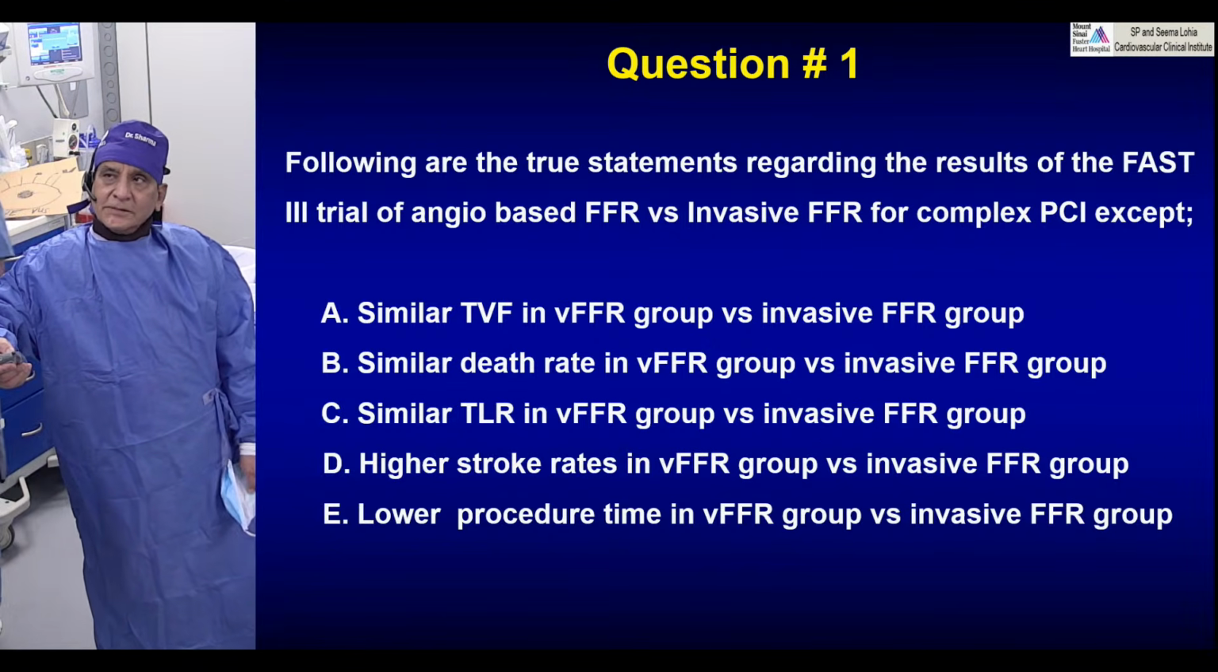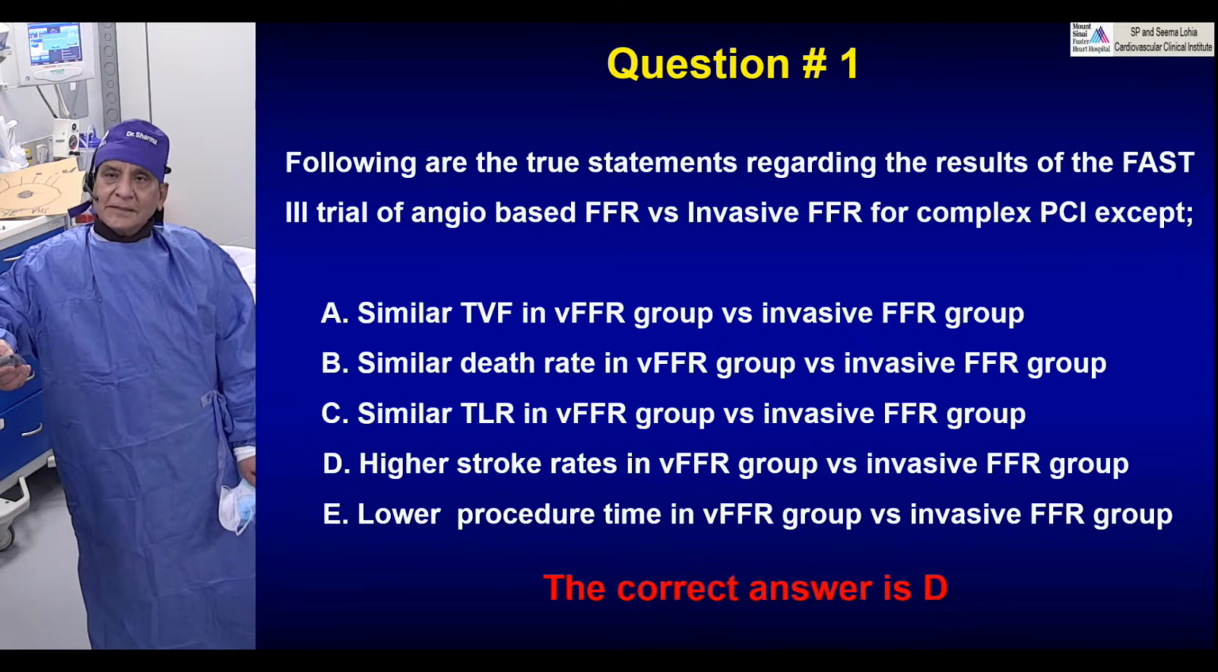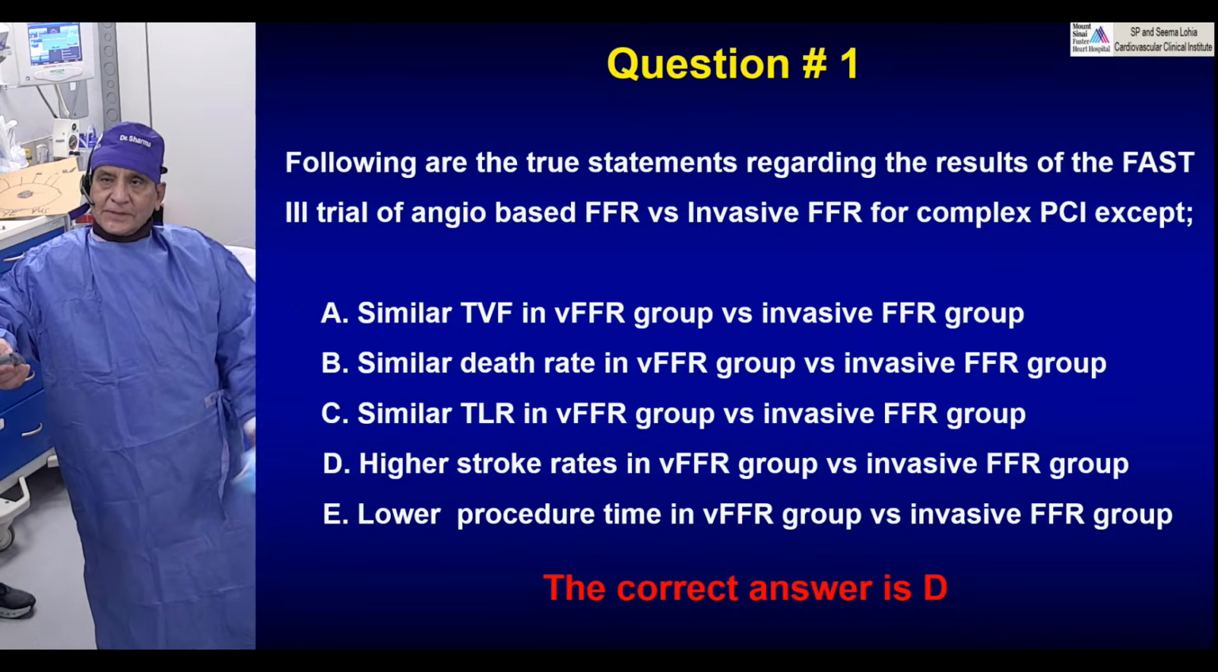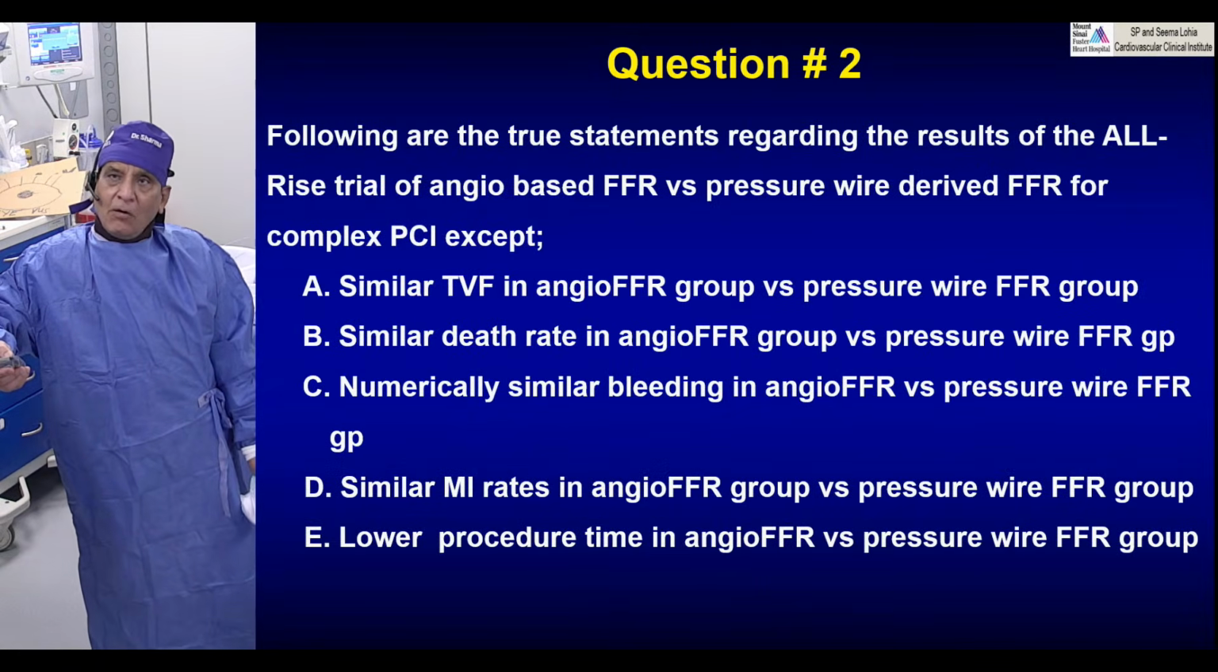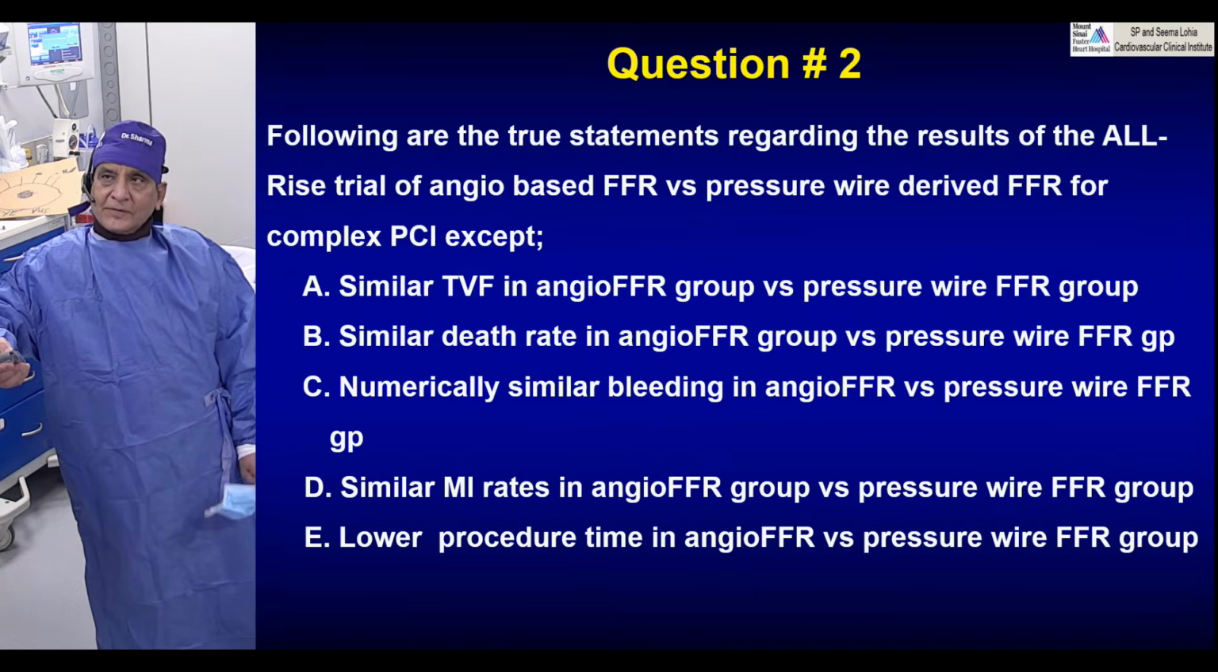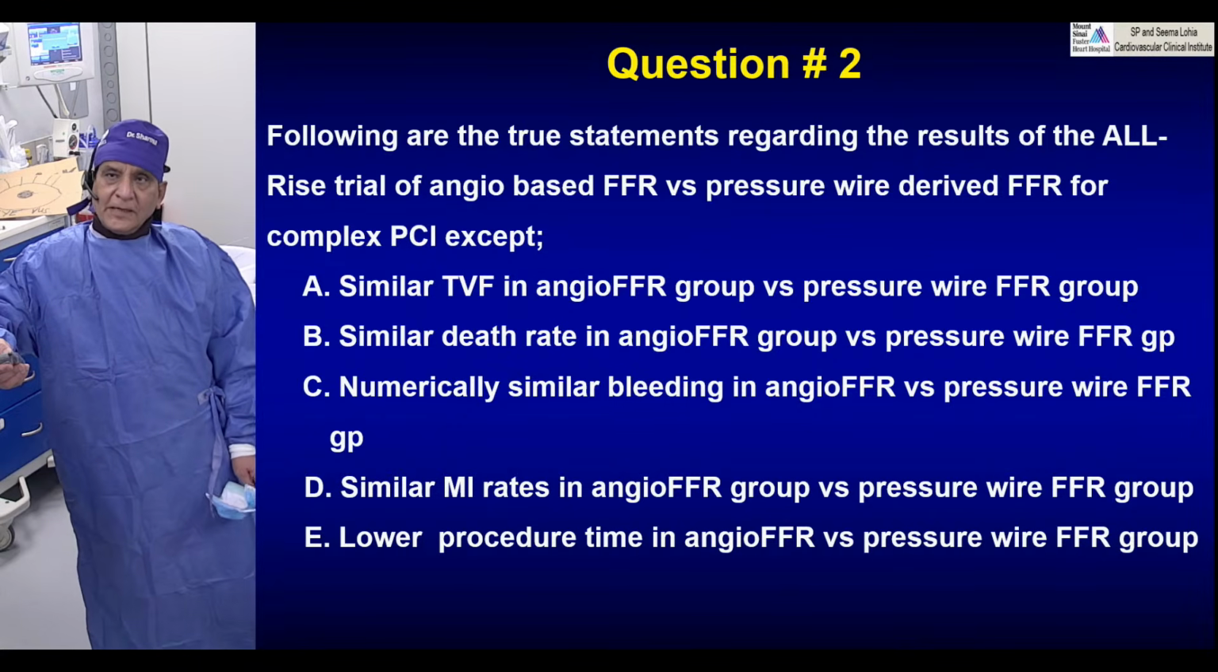Let's go to 3 questions. One, the true statement regarding the results of the FAST-3 trial, angio-based FFR versus invasive FFR, except similar TVF, similar death rate, similar TLR, higher stroke rate, and lower procedural time. Answer: there is no higher stroke rate. It was similar.